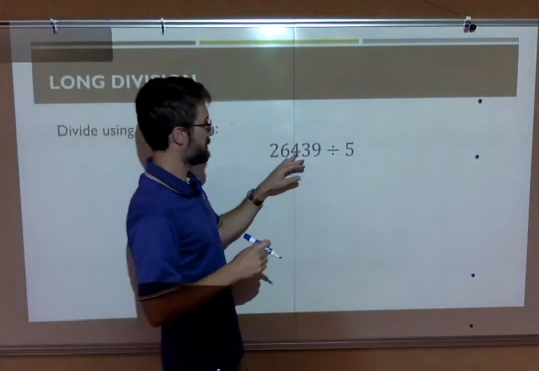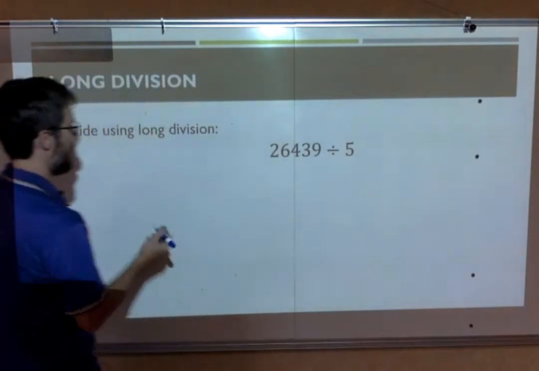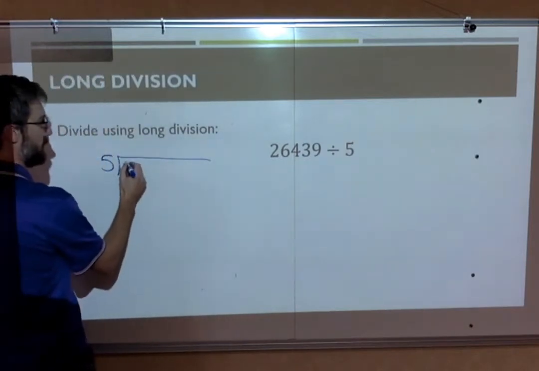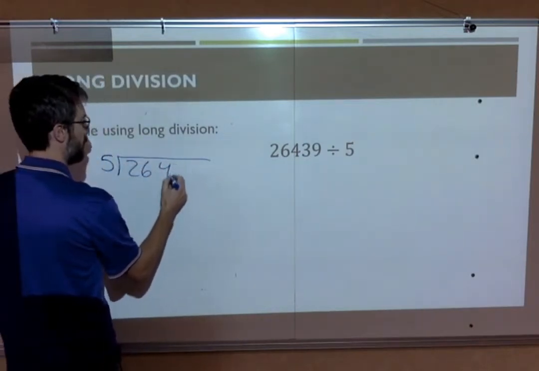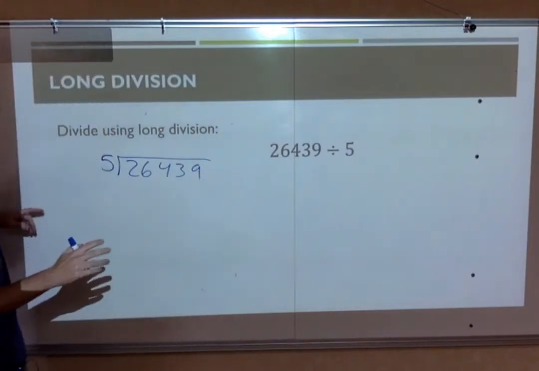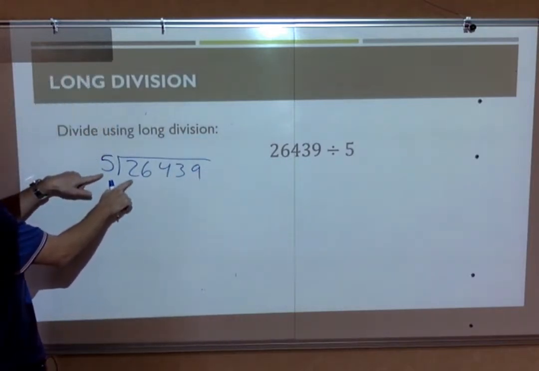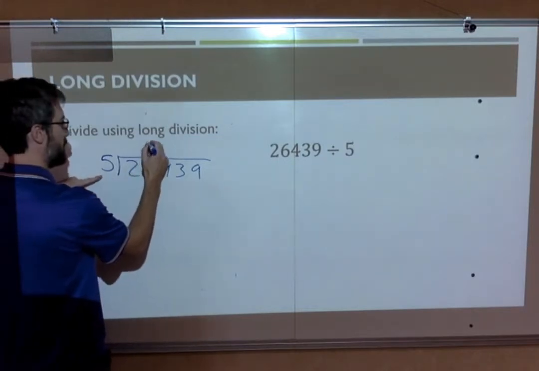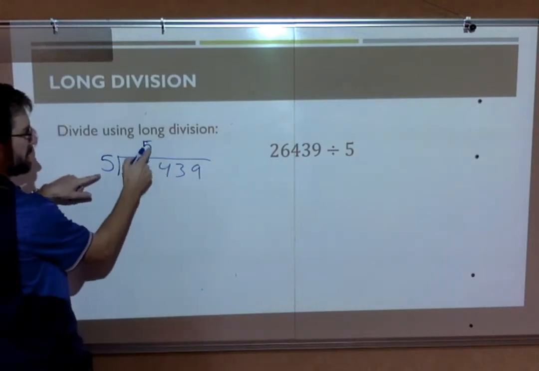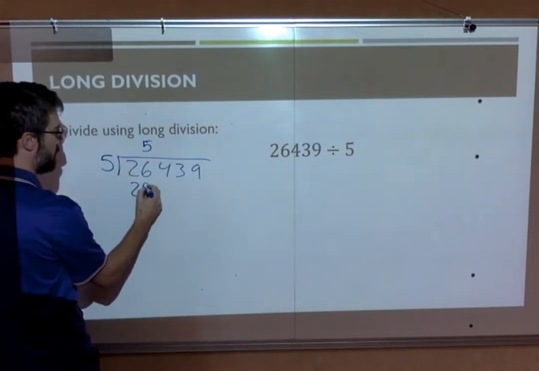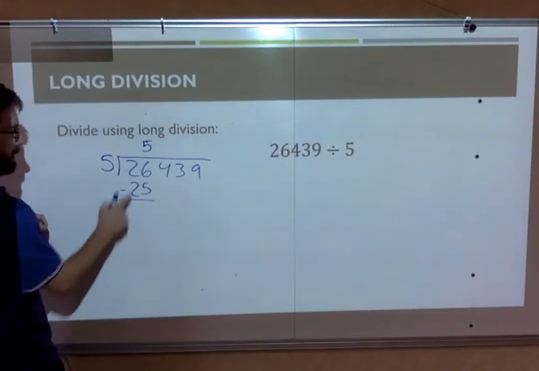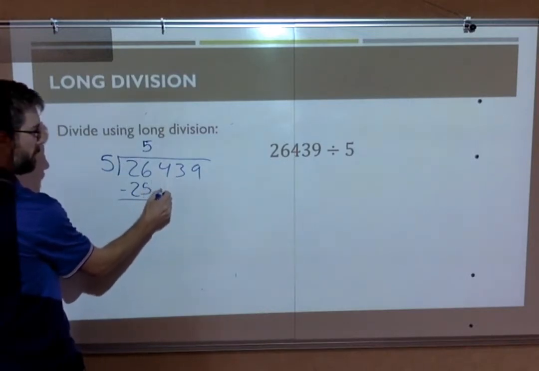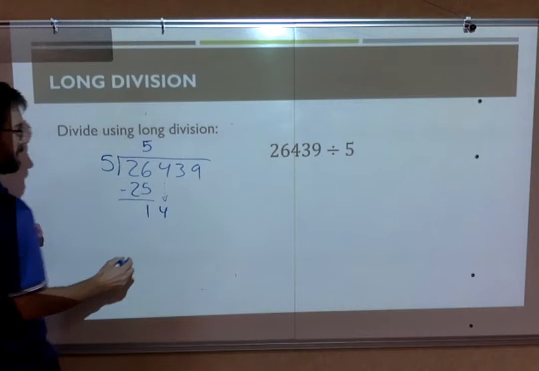So if we're taking 26,439 divided by 5, the 5 goes right here, and then the number that's being divided, 26,439, goes here. Now I can't divide 2 by 5 evenly, but I can divide 26 by 5, so 5 goes into 26 5 times. Then we multiply 5 times 5, get 25 here, and subtract. 26 minus 25 is 1.